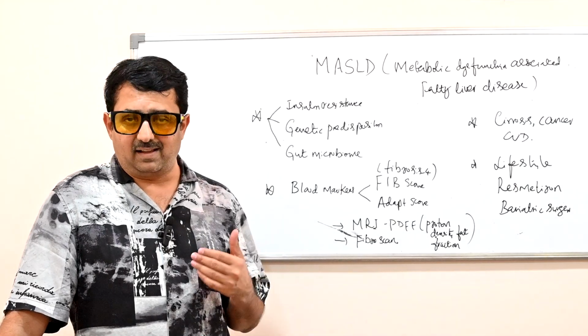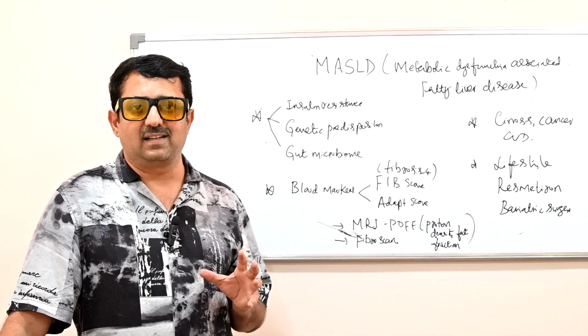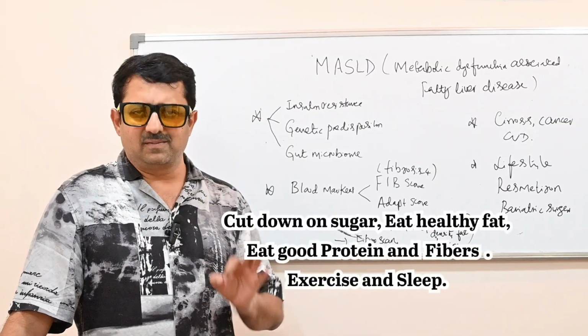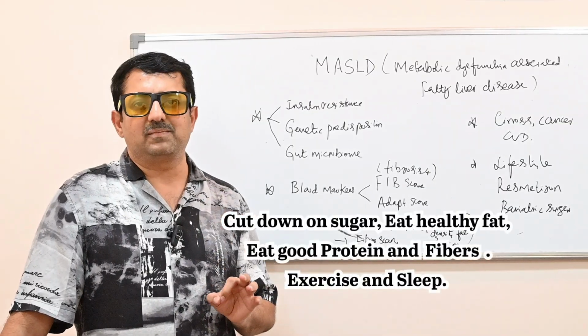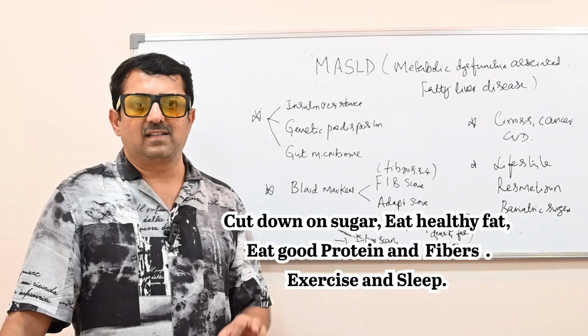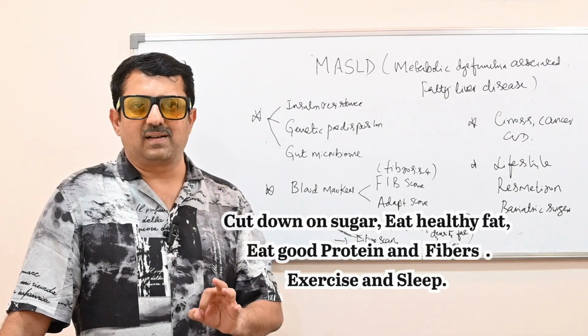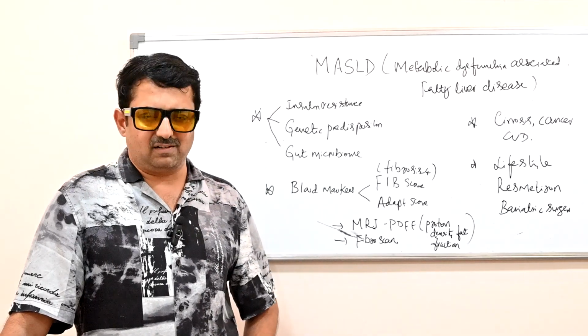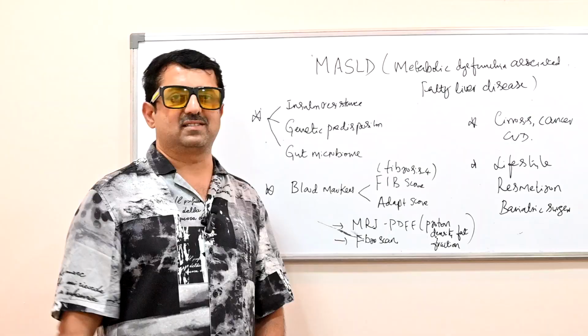But I recommend in early stages simple interventions like cutting down your sugars, optimizing protein and fiber, eating healthy fats, exercise, and sleep. These simple things by themselves can reduce your fatty liver disease associated metabolic dysfunction. That's it.